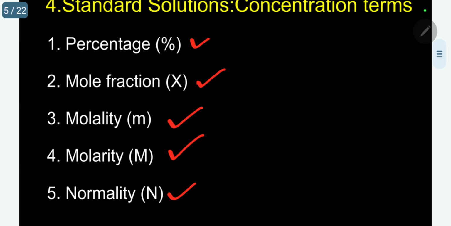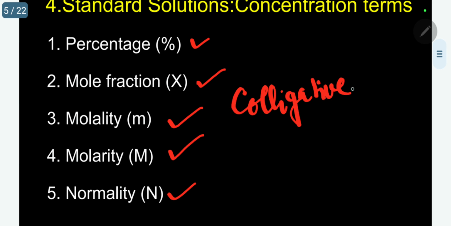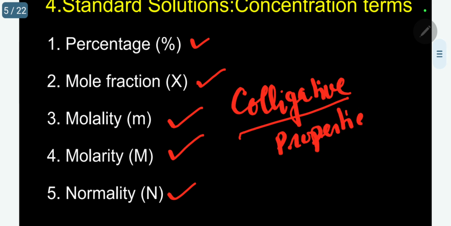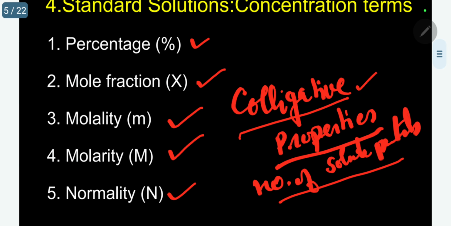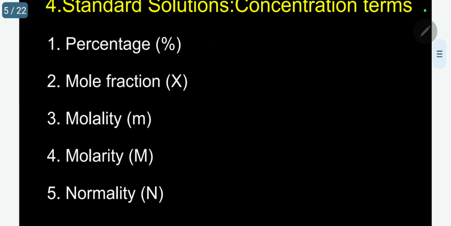There is another name for this: colligative property. What is a colligative property? Any property which depends only on the number of solute particles, but not on the nature of the solute, is called a colligative property. Please follow. So let me explain now.